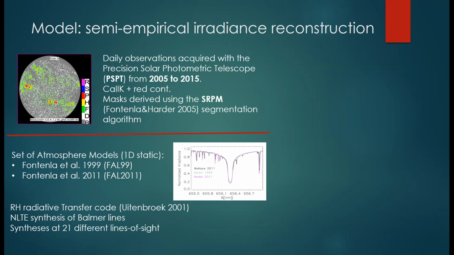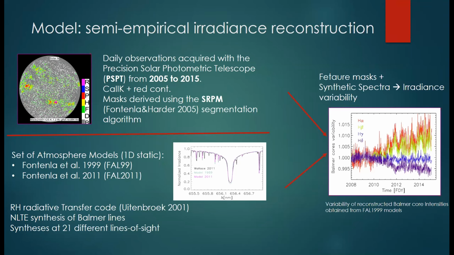The plot in this slide compares the fluxes obtained for the quiet sun from the two sets of models and how they compare with the reference FTS spectrum. As you can see, the quiet sun from the set of 2011 models seems to slightly better reproduce the observations. Then we reconstructed the variability of the lines by combining the synthetic spectra with the area coverage of features derived from full disk observations.